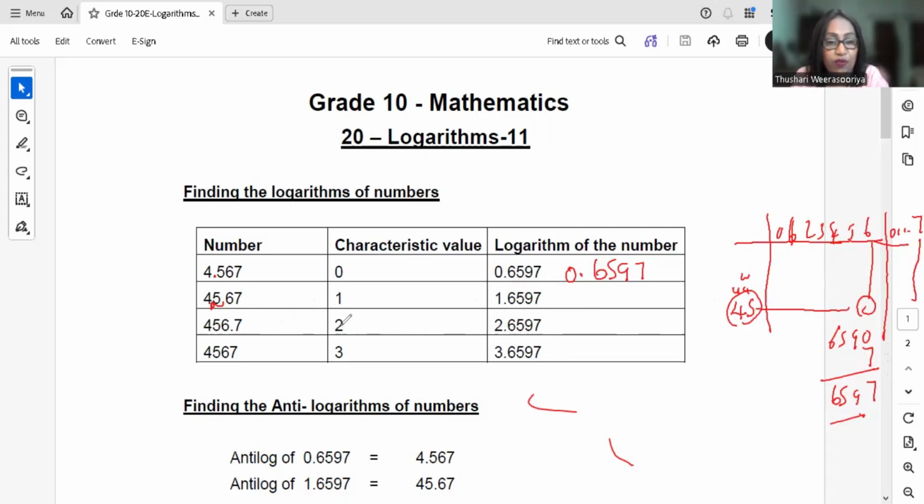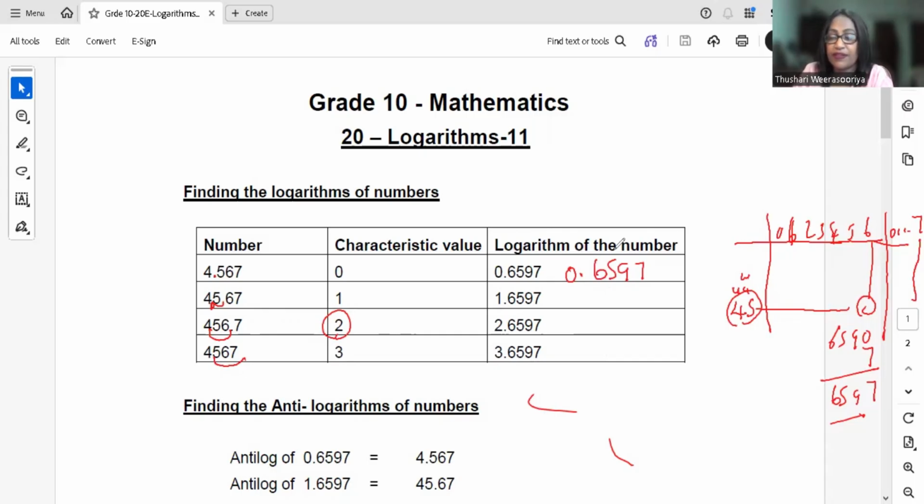Now, at this moment, I want to show you how to find the characteristic value and how to use the logarithm book, the log book. Here, you will get 2 places. The characteristic value is 2. 2.6597. Here, the decimal place is here. Then you take 3 places. The characteristic value is 3. 3.6597. That's how you find the log value.